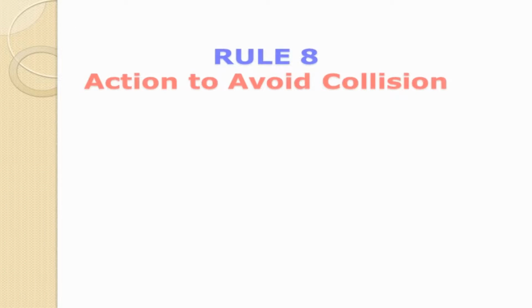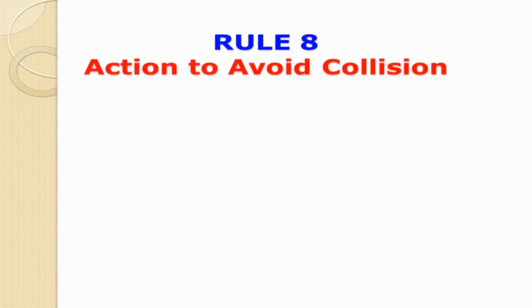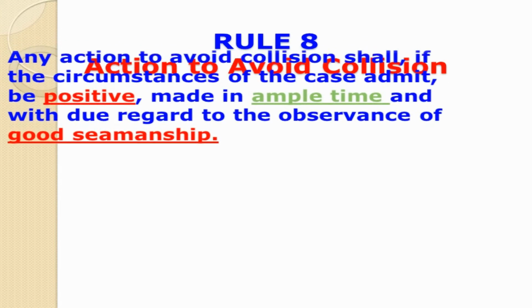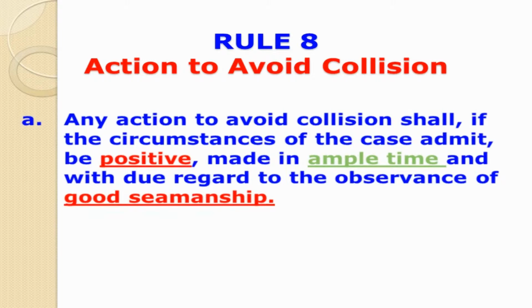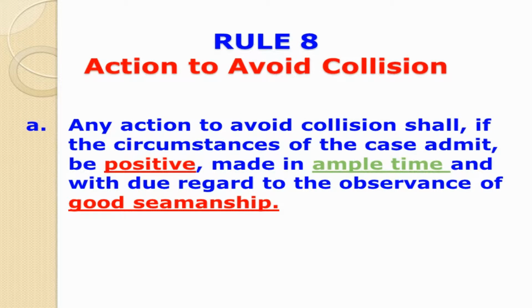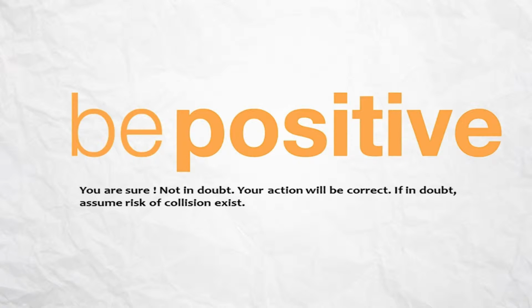Any action taken to avoid a collision shall be taken in accordance with the rules of this part, and shall, if the circumstances of the case admit, be positive, made in ample time, and with due regard to the observance of good seamanship. Be positive means you are sure, not in doubt, your action will be correct. If in doubt, assume a risk of collision exists.